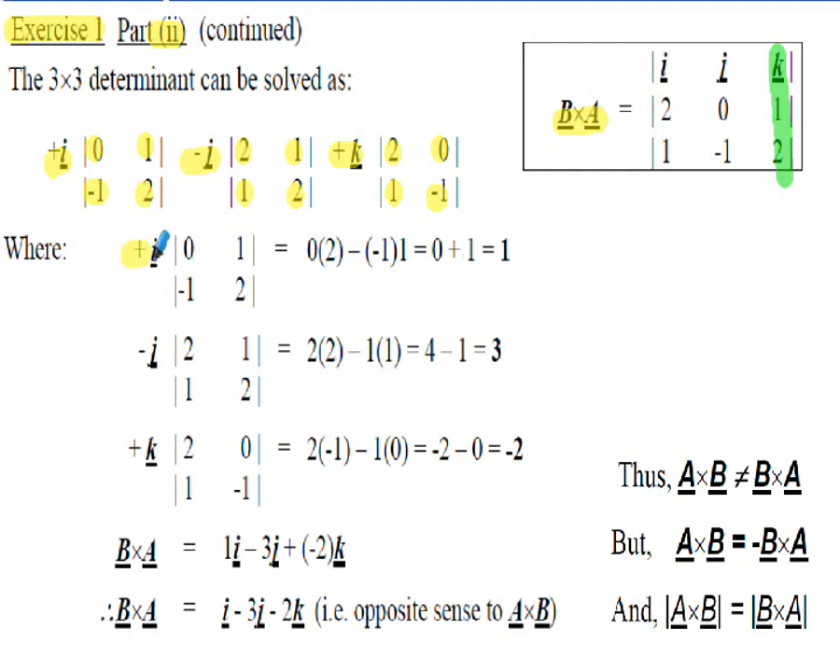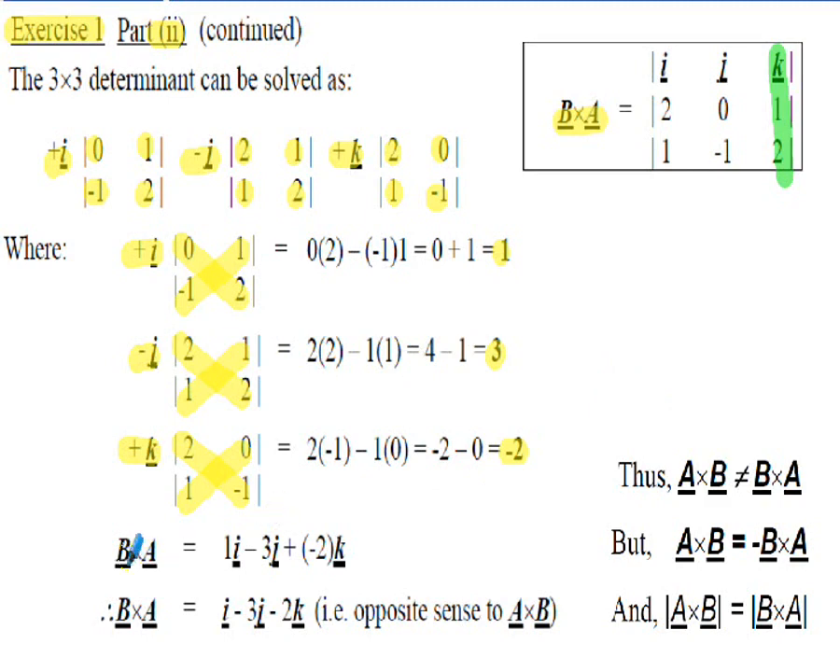So solving for the i determinant, that will be 0 times 2, take away minus 1 times 1, gives us a value of 1. For the minus j determinant, that will be 2 times 2, take away the 1 times 1, gives us 3. And for positive k, that's going to be 2 times minus 1, take away 1 times 0. That gives us minus 2.